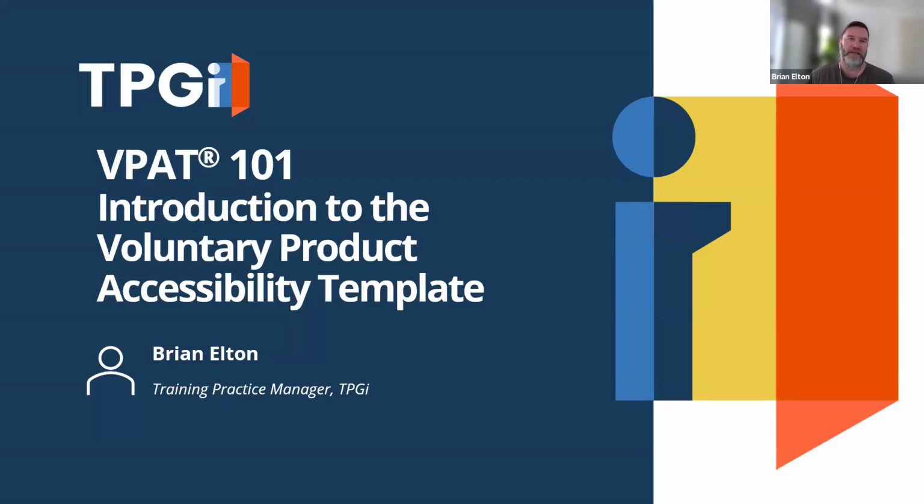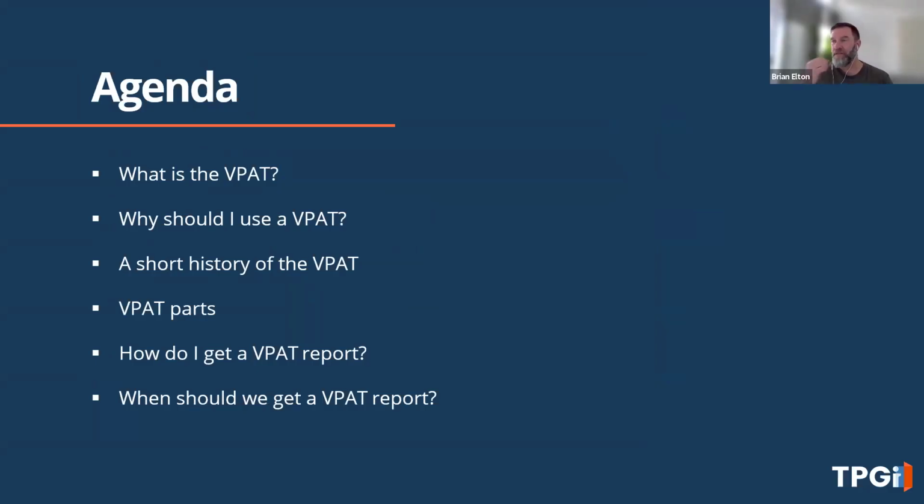So as Anthony mentioned, today's session is on the VPAT. We're just going to go through the basics, a real introduction to the Voluntary Product Accessibility Template. Our agenda for today: a brief discussion of what a VPAT is and what it produces, why we should use a VPAT, a short history of the VPAT so you understand where it came from and the motivation behind it, the individual parts of the VPAT that get filled out, how we can get a VPAT done, and when we should get a VPAT report.